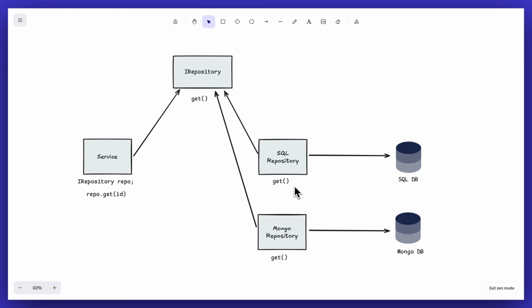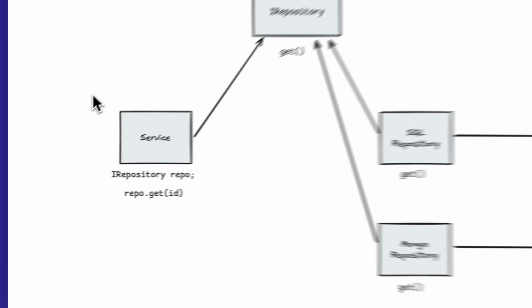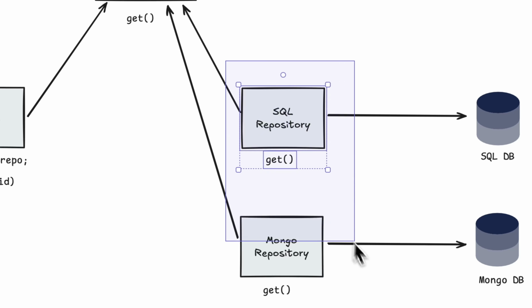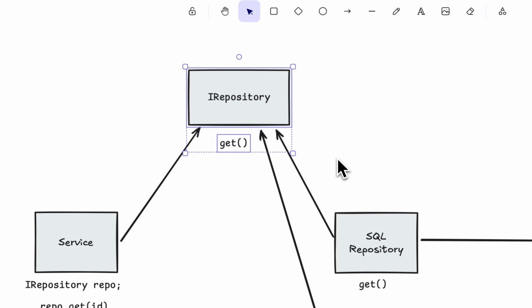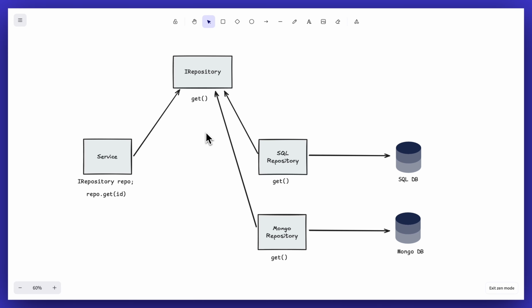Yeah. So here we can see that the service class and the repository classes are both dependent on the abstraction. Over here we are using an interface as the abstraction, and this will solve the problem that we were facing of tight coupling.